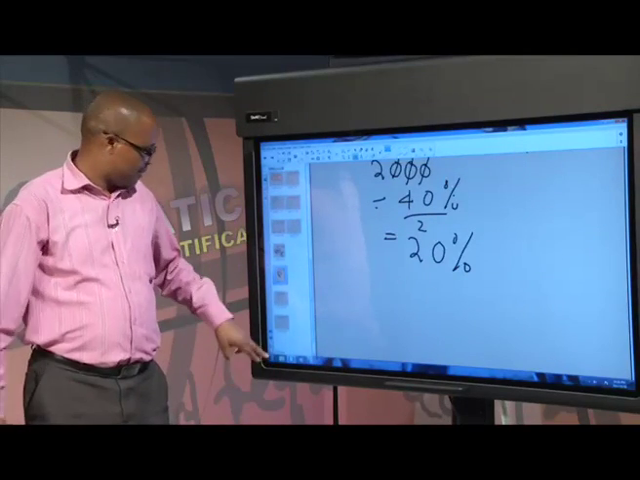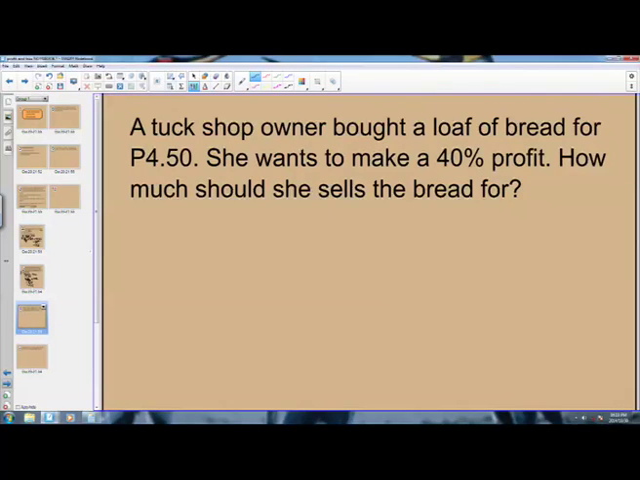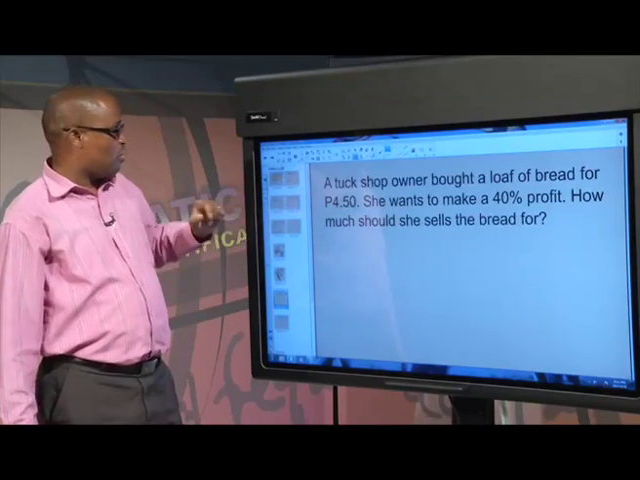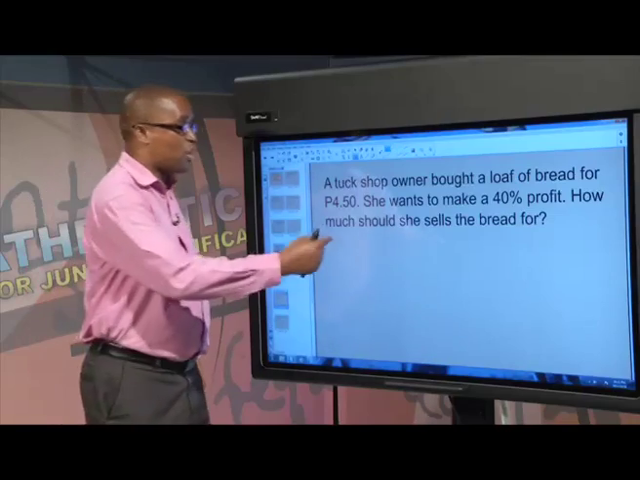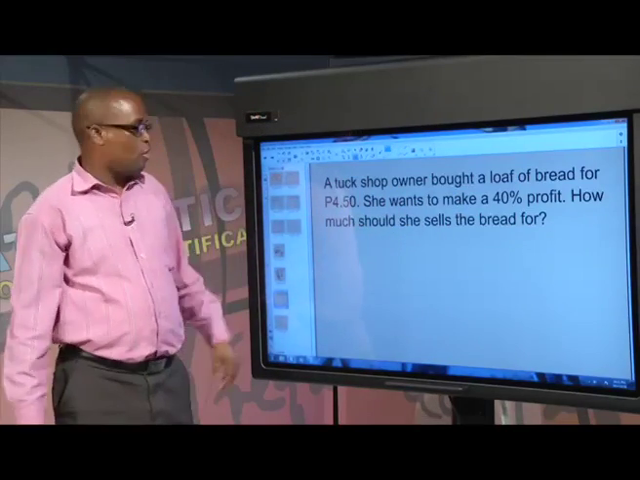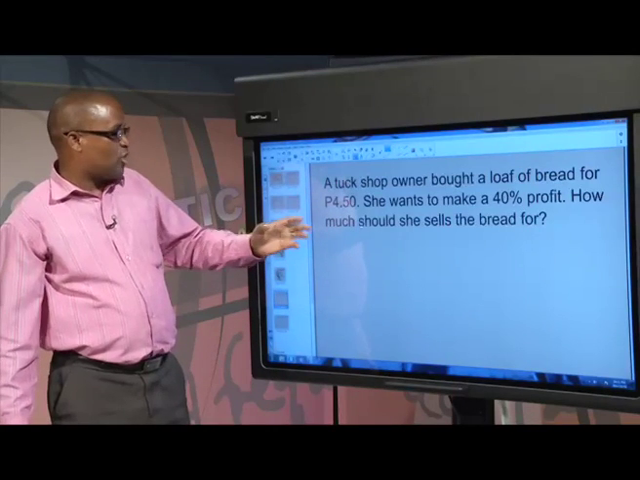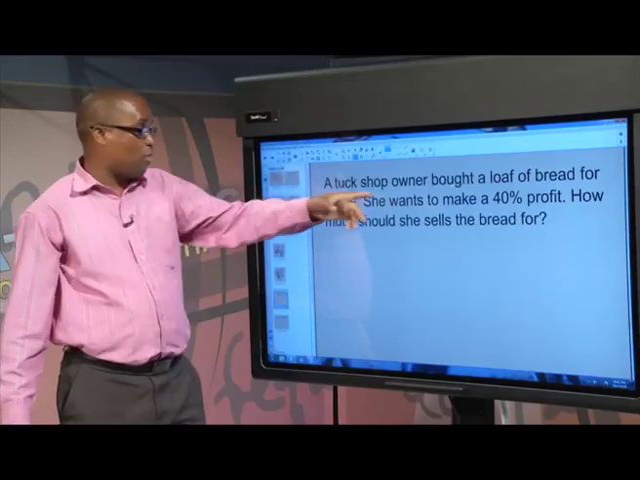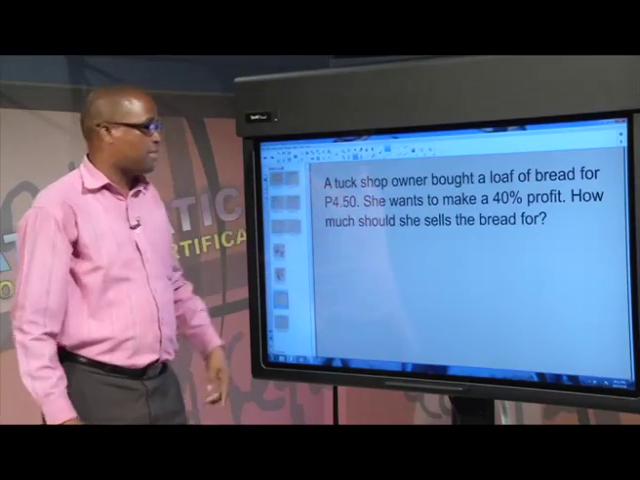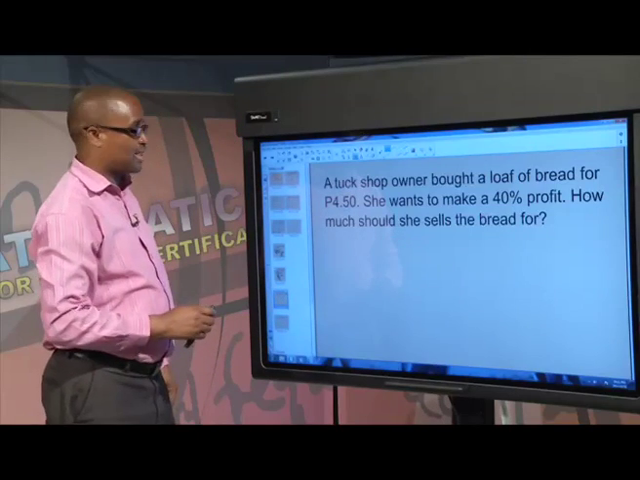on the board. The example says a tech shop owner bought a loaf of bread for 4.50. She wants to make a 40% profit. How much should she sell the bread for? She wants to make a profit of 40%. Now, how much did she buy this loaf of bread for? 4.50. So we are to find out what 40% of 4.50 is. Then from there, because it says how much should she sell this bread for, after finding what 40% of 4.50 is, then we'll add to 4.50. So let us find what 40% of 4.50 is.